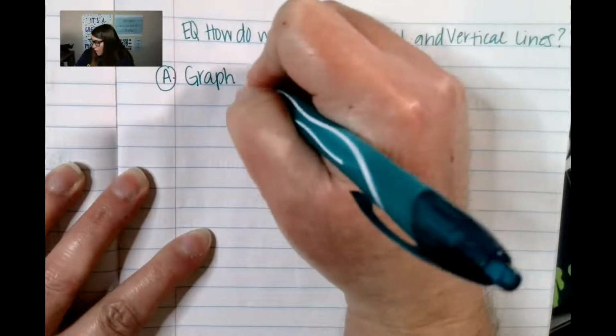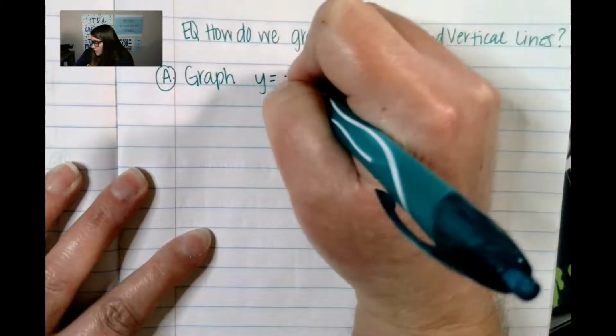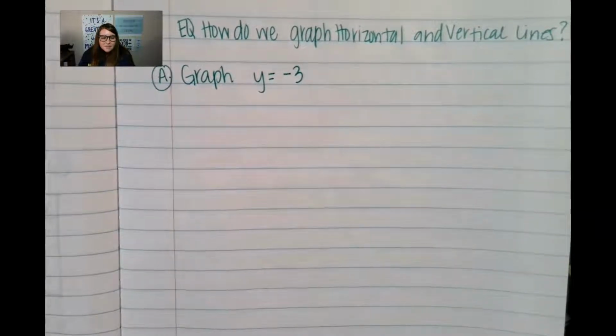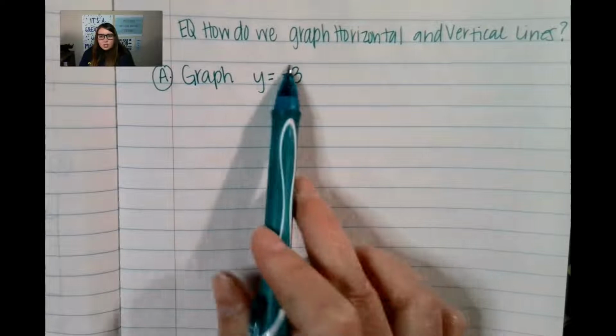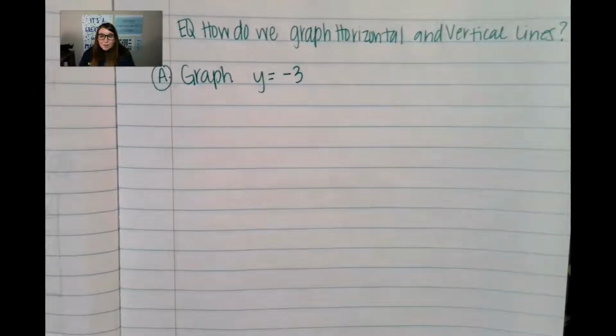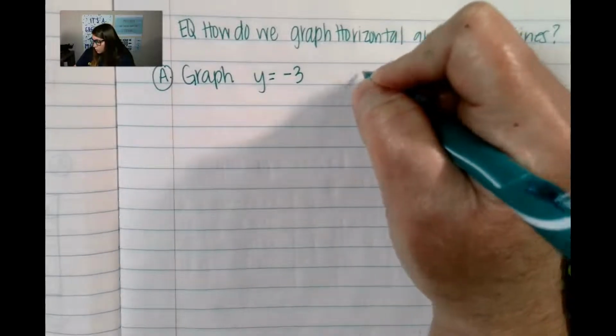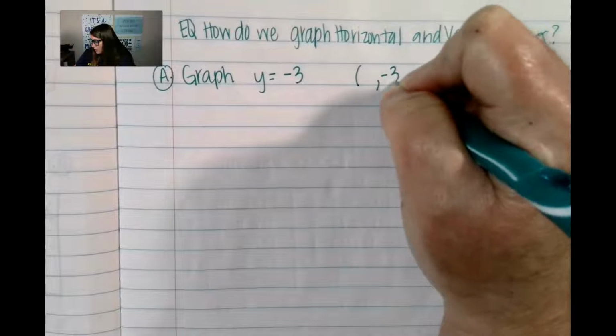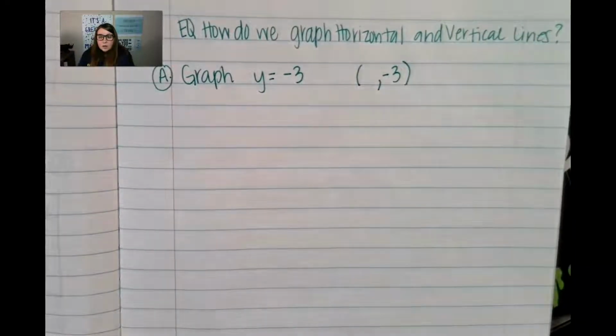So we will have a problem, and the problem says to graph something like y equals -3. That's all that they give you, y equals -3. So when you look at this problem, you have no mention of x. They just tell you that y is -3. So we know our ordered pair is going to be something, comma, -3.